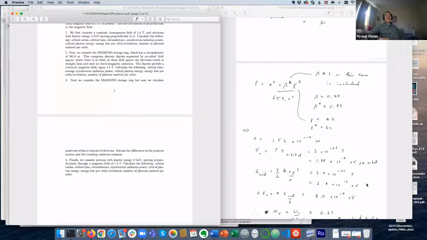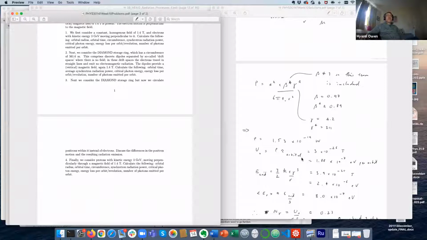So remember before that when we had electrons with a kinetic energy of 3 GeV, when they move through a magnetic field of 1.4 Tesla, they emit X-rays. When I have protons traveling through the same magnetic field and they have the same kinetic energy, they emit radio waves, right? 10 to the minus 6 EV is very, very long wavelength radiation, about 1 million times longer than the wavelengths of light. So the average photon energy is still the same, 8 times 10 to the minus 7 EV, but now compare these two numbers.